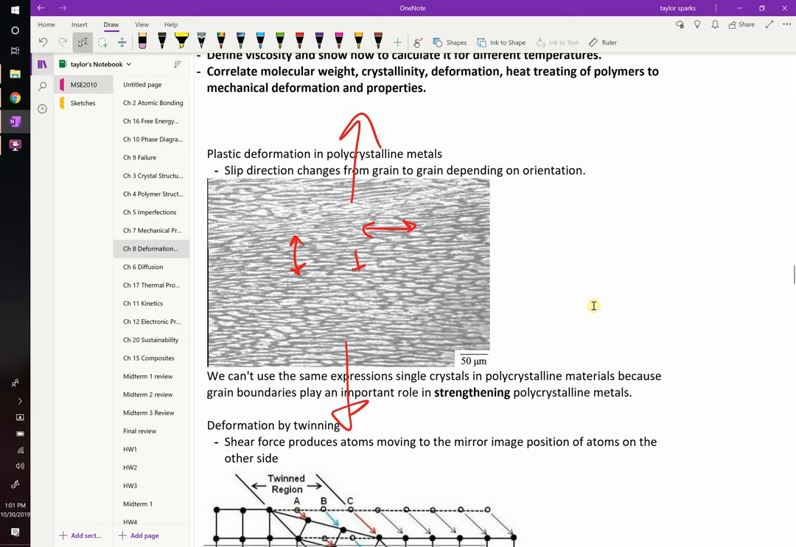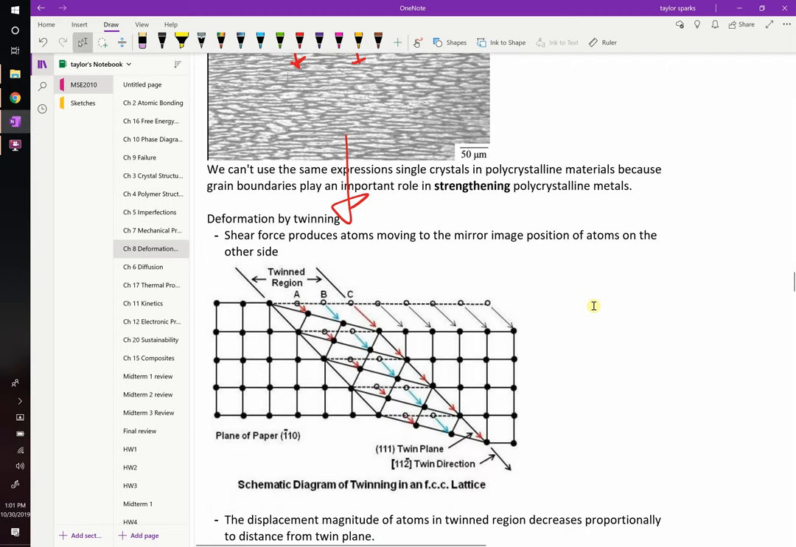Okay, so we've talked about dislocation motion. That was all last class. There's another way that you can get deformation, right? And it's twinning, okay? Twinning looks like this. We've already talked about twins.